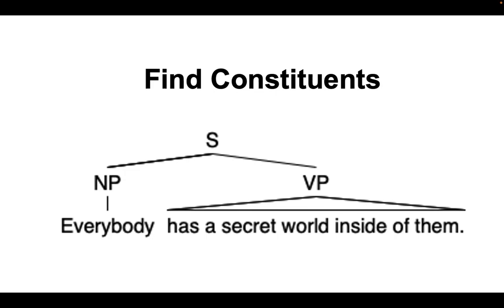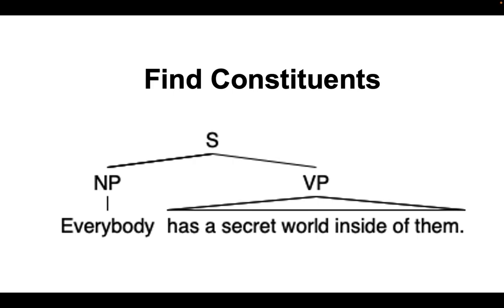So imagine, for example, asking the question, who has a secret world inside of them? The answer could be everybody does. And there are other tests that you can do to test if this is a grammatical constituent. But you can also just remember that in English, the direct object of a verb is going to be part of the VP. So are any prepositional phrases or adverbs or anything else that describes the verb. That's all part of the VP.